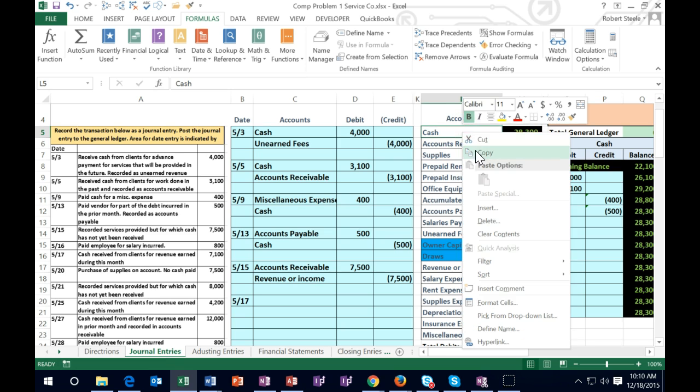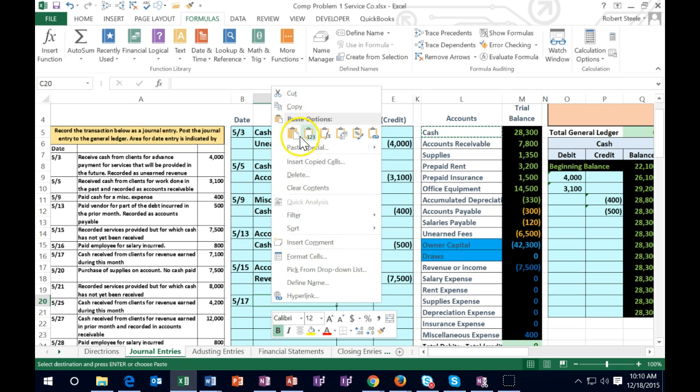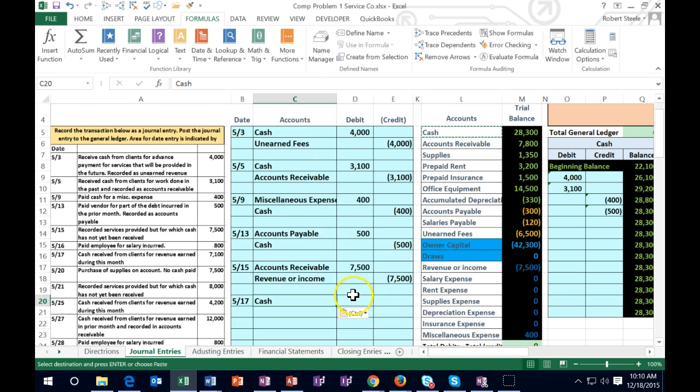So I'm going to right click, going to copy that, going to put that on the top. So I'm in cell C20, right click, paste it, 1, 2, 3. Then we're going to put that in the debit column. I'm in this cell here, so the amount will be 71.